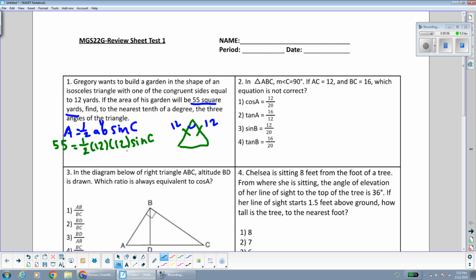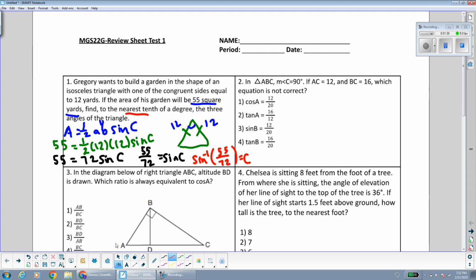So 12 times 12 is 144. Half of that is 72. So we have 55 equals 72 sine of angle C. If you divide both sides by 72, we have 55 divided by 72 equals sine of angle C. And then to get the angle, all we have to do is take the inverse of that ratio to get angle C. When you type it into your calculator, remember to round according to the question.